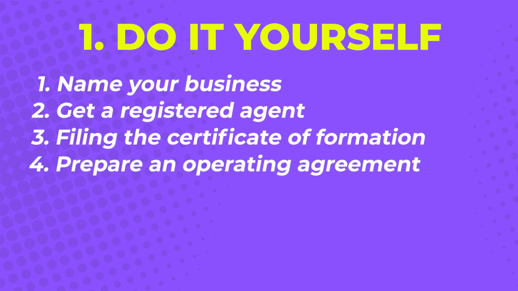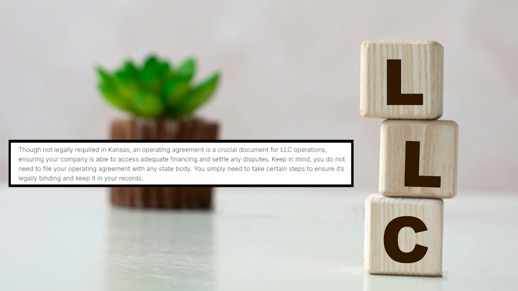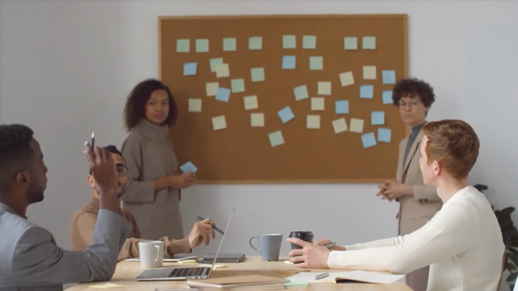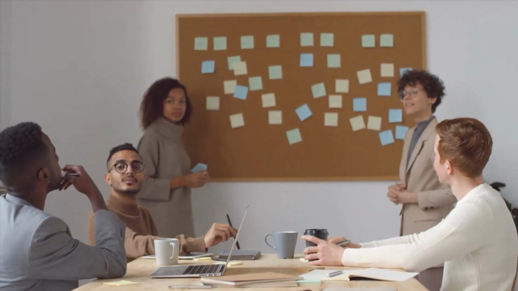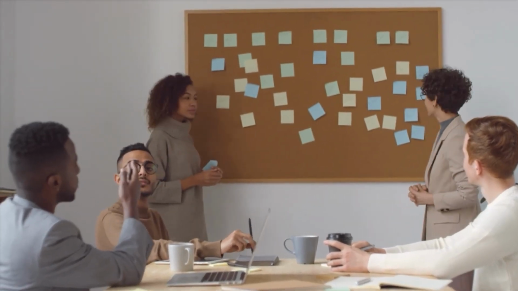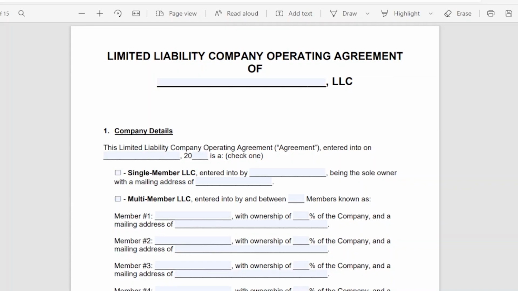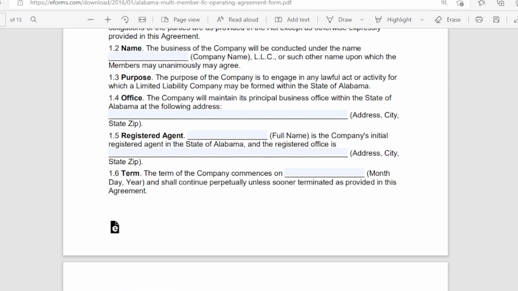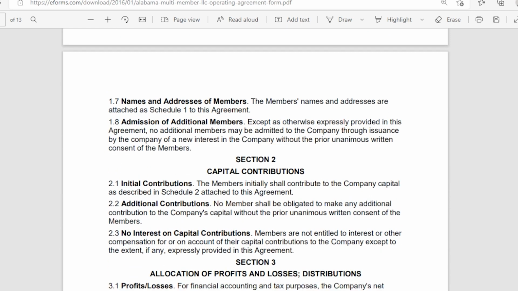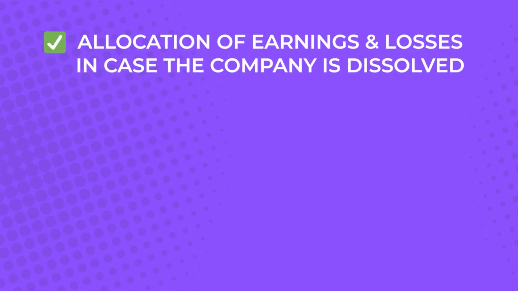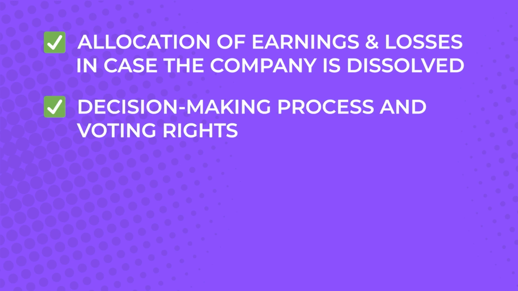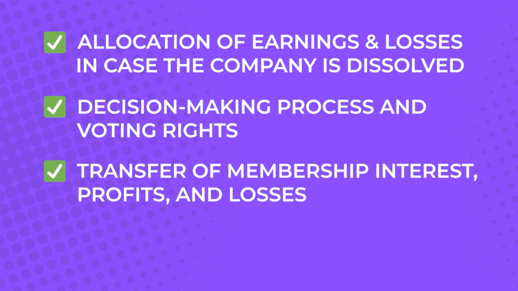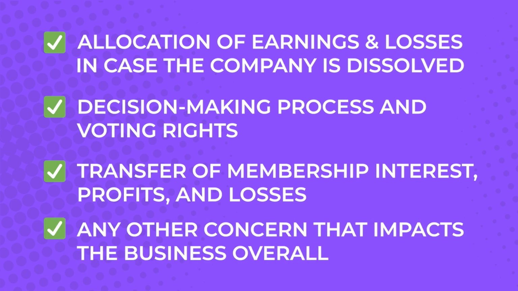Step 4. Prepare an operating agreement. Kansas doesn't require LLCs to have an operating agreement. However, it's best practice to have one in place, especially if there are other members deciding for the business. An operating agreement outlines every critical process that needs to be followed, especially when it comes to big picture issues. These issues may include allocation of earnings and losses in case the company is dissolved, decision-making process and voting rights, transfer of membership interest, profits and losses, and any other concerns that impact the business overall.